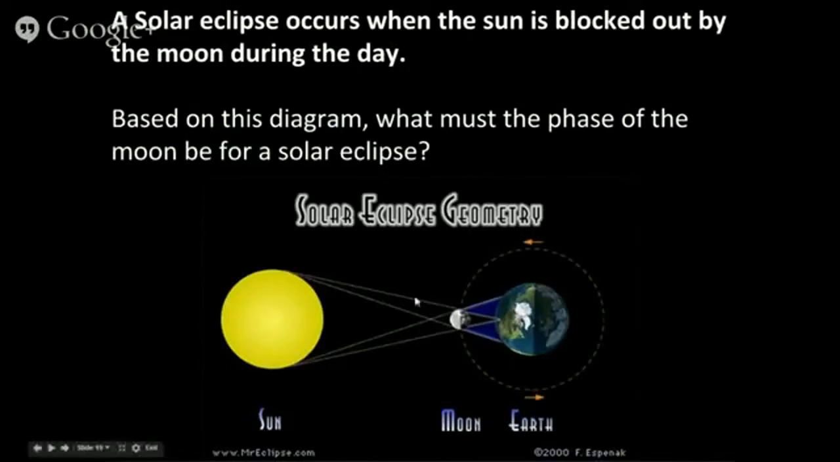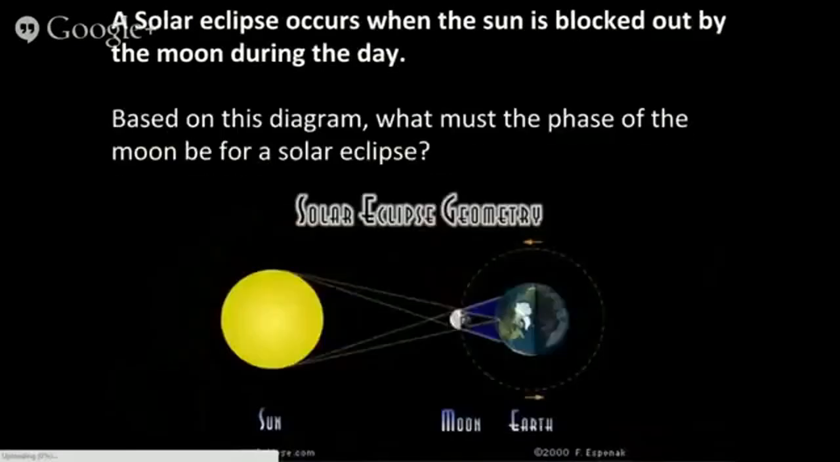So, based on this diagram, you should be able to tell what phase the moon has to be in for a solar eclipse to occur, because this is the only position a solar eclipse will occur in. If you, again, draw your line from Earth to the moon, right away you should notice that this is a new moon. New moon is the only phase in which a solar eclipse will occur.